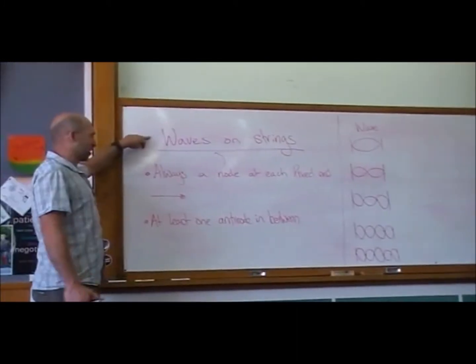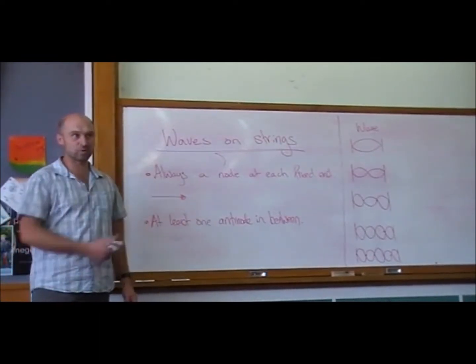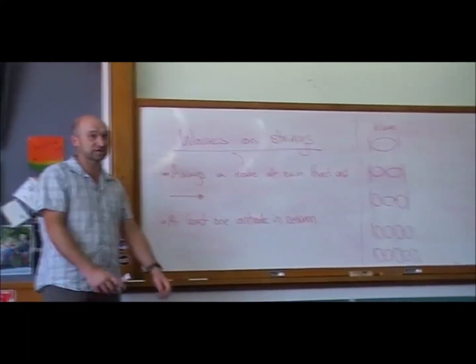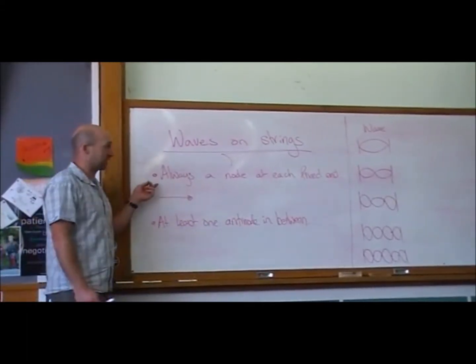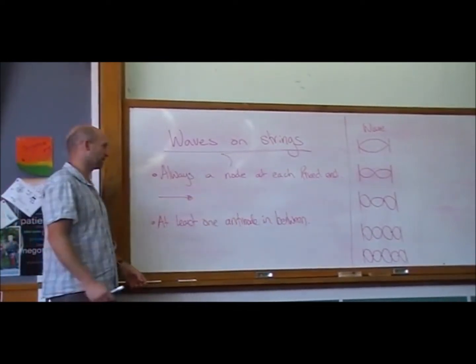So, waves on strings. There are a few rules that always apply. To have a wave on a string, it has to be under tension, and to get it under tension, we have to have the two ends fixed. A floppy string you can't have a wave on, right?